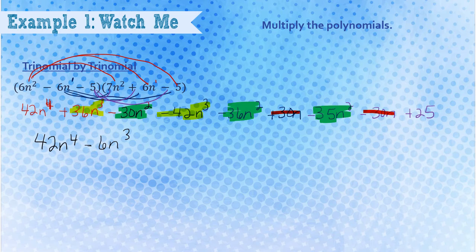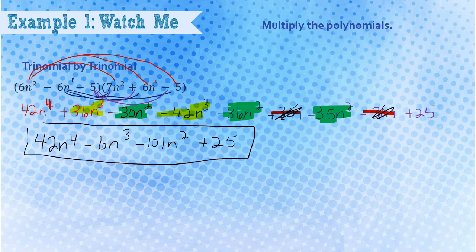And then I have my n squared terms. So I have negative 30n squared minus 36n squared, and then minus 35n squared. So I end up with a total of negative 101n squared. And then I have my n terms, 30n minus 30n. Those are going to cancel. Those are all gone. And then I'm going to bring down the plus 25 because I don't have any other constants to combine with that. So this would be my final result.